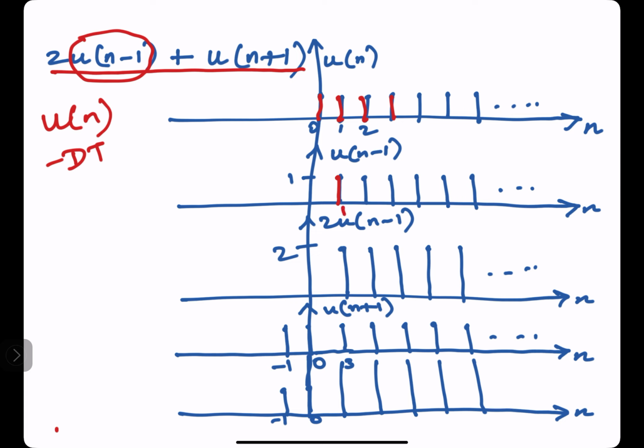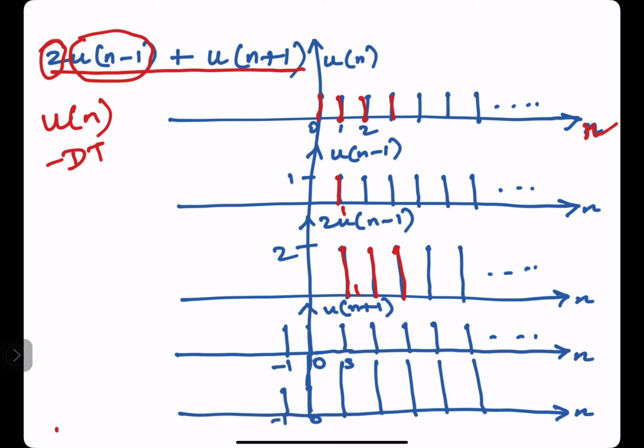Then it has to be amplitude scaled by 2 units. So 2 into u of n minus 1, the amplitude will become 2. Amplitude alone from 1 it will become 2, and this amplitude will start from n equivalent to 1. Here you have to notice that because it is discrete time, t is changed to n.